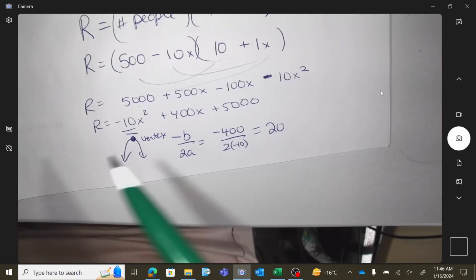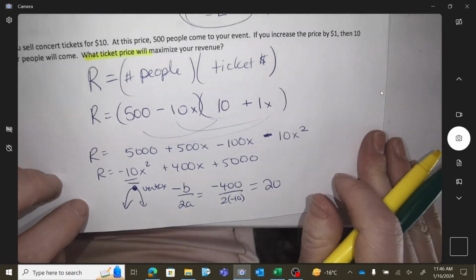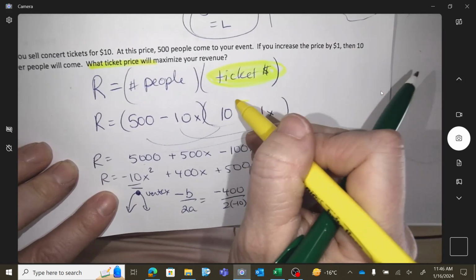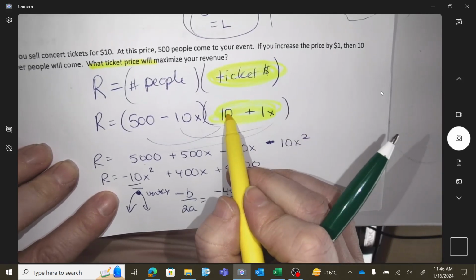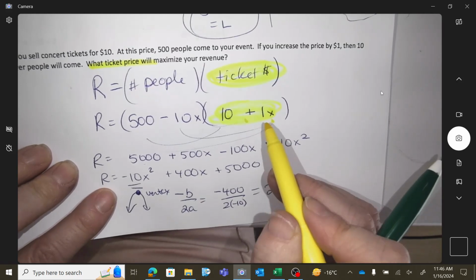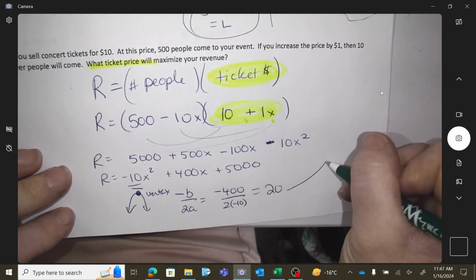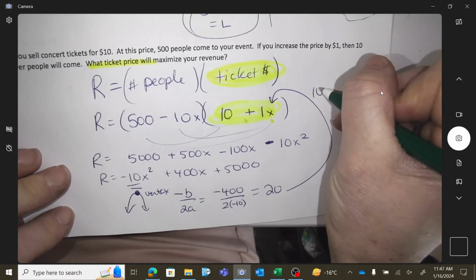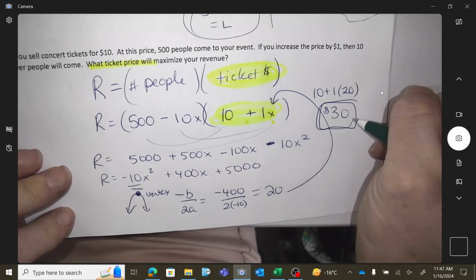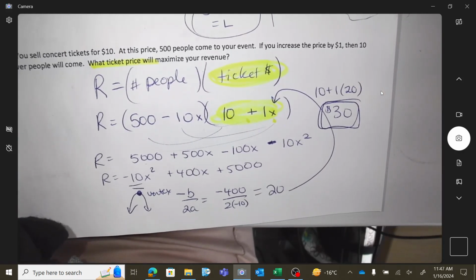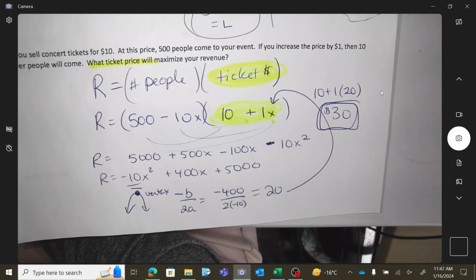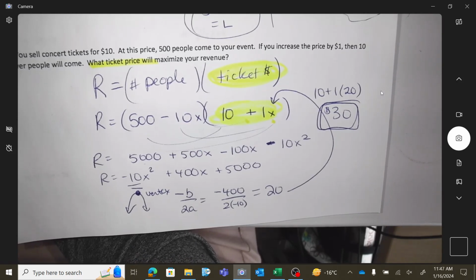So when I ask what ticket price will maximize the revenue, the ticket price started at 10 and went up 1x amount of times. And what is x now? So if x is 20, I'm going to have to increase $20, and so now my ticket price is actually 30.